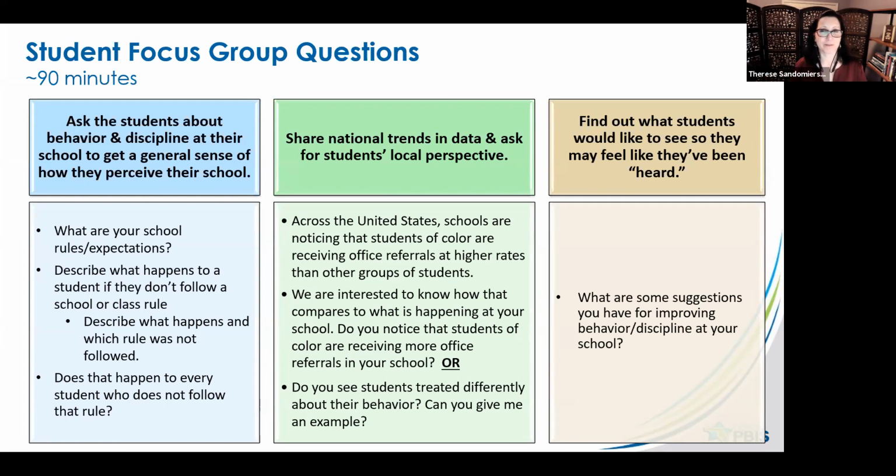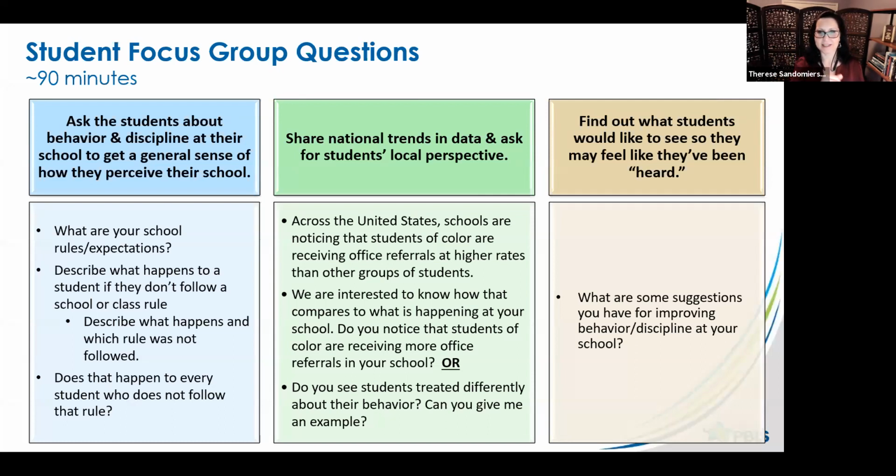That was very weird for many of our students. So having that icebreaker, getting a sense of how they feel about the school, and there are some options listed on the slide for what you could ask them to that extent. Then the next step was very much like our other focus groups, where we shared some national trends in the data and asked for students' perspective.